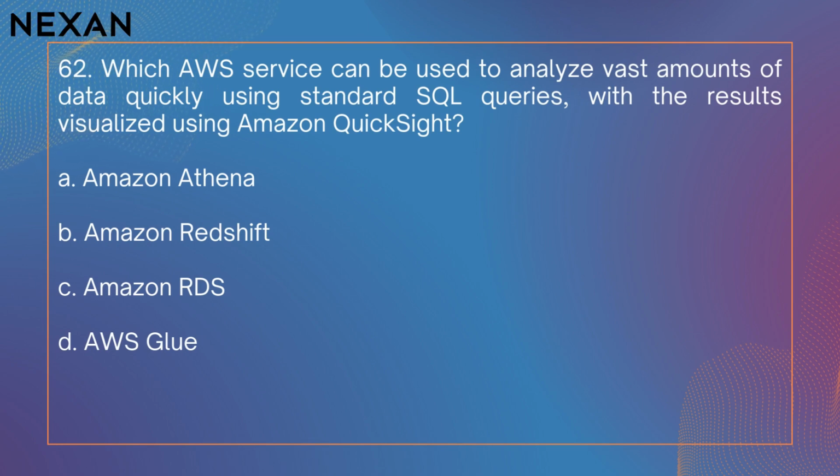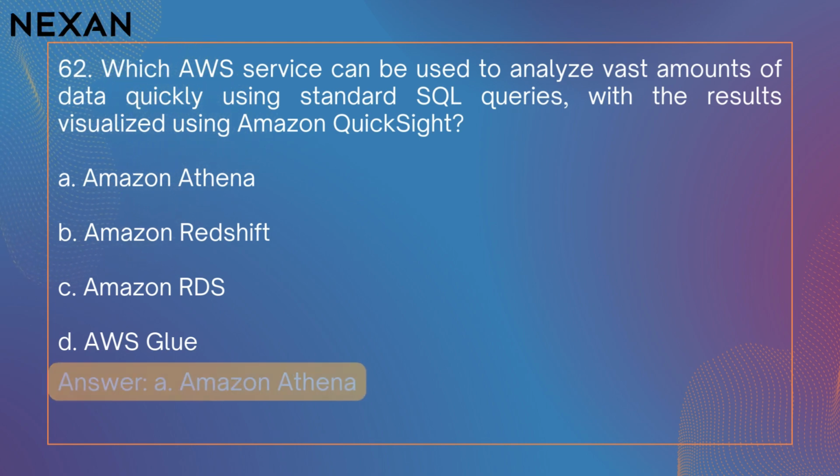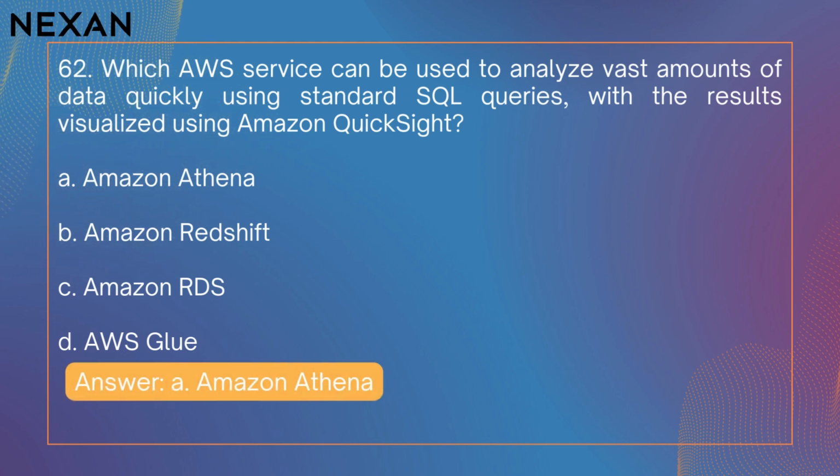62. Which AWS service can be used to analyze vast amounts of data quickly using standard SQL queries, with the result visualized using Amazon QuickSight? A. Amazon Athena. B. Amazon Redshift. C. Amazon RDS. D. AWS Glue. Answer: A. Amazon Athena.